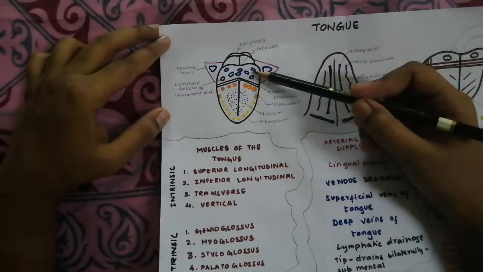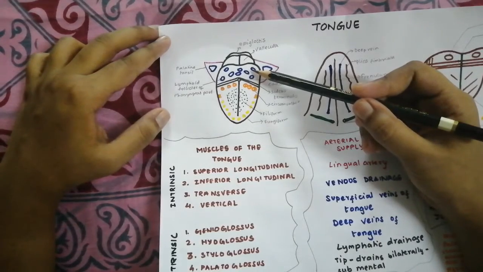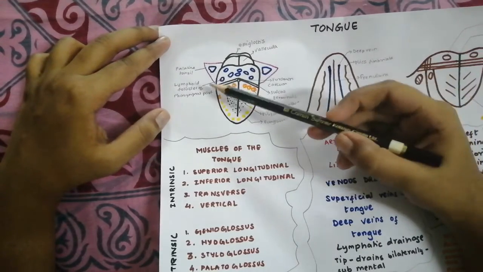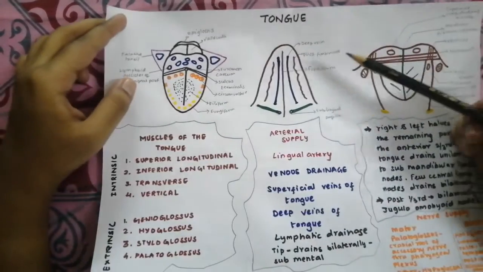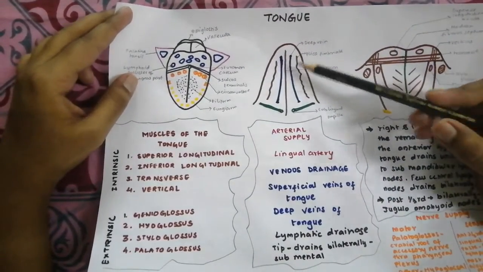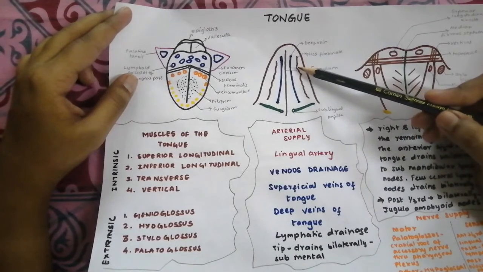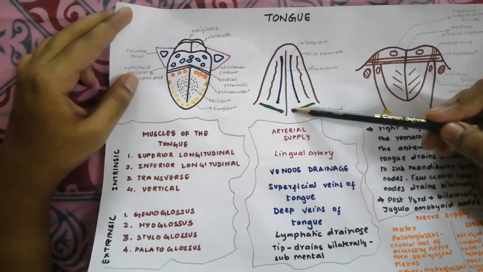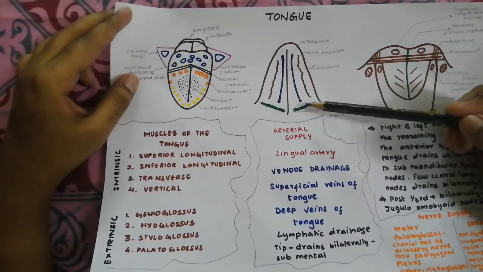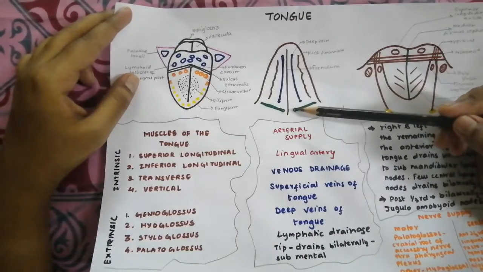And this is the pharyngeal part. Here we are able to see the lymphoid follicles of the pharyngeal part. In the inferior part of the tongue, we are able to see the deep lingual vein, plica fimbriata and frenulum. Here is the sublingual papilla, where it is the opening of the submandibular duct, that is Wharton's duct.